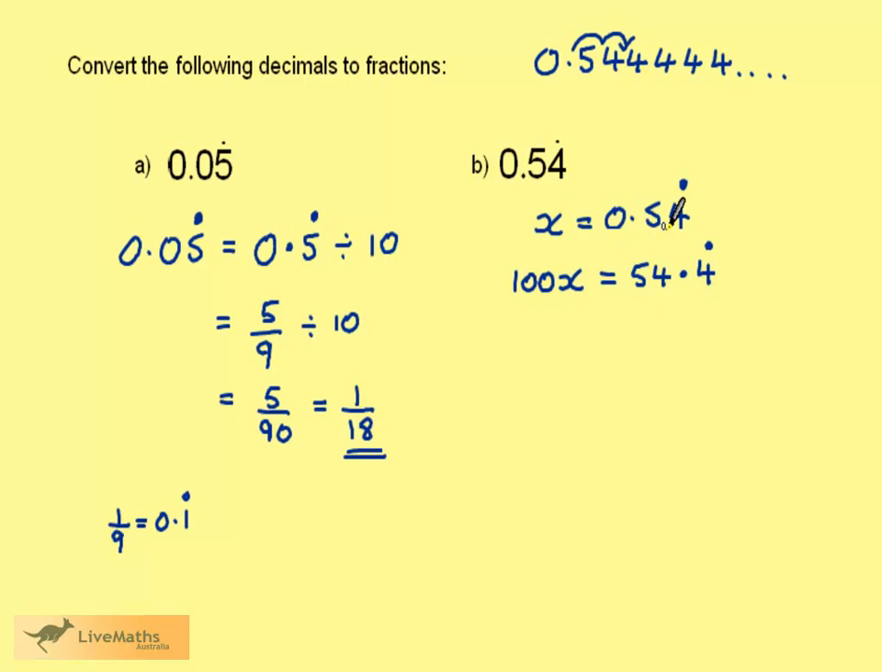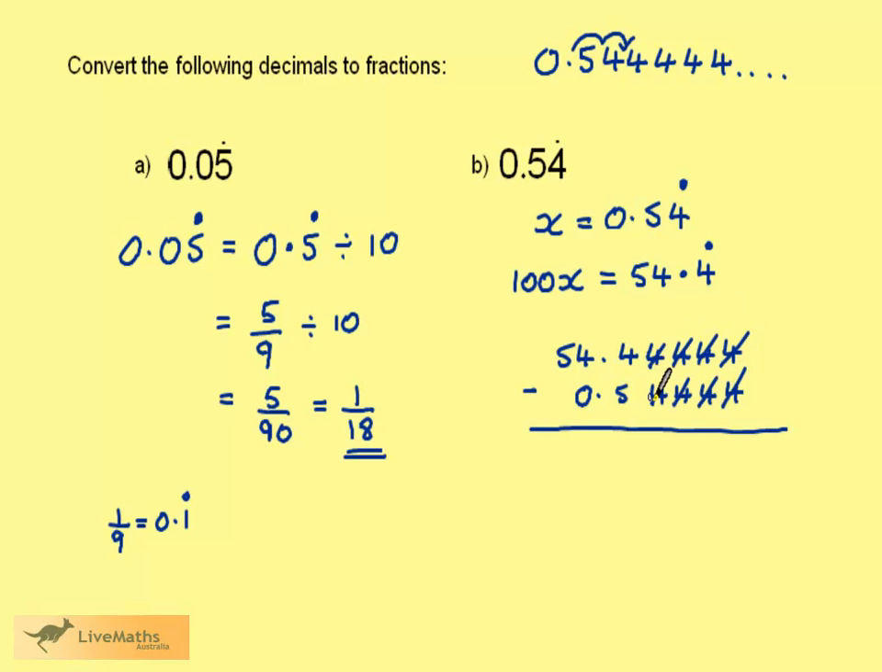So 99x is 100x, take away x. So we need to do 54.4 recurring, take away 0.54 recurring. We can see that the decimal expansion is going to cancel all the way back to infinity from here. So we're left with 54.4, take 0.5.